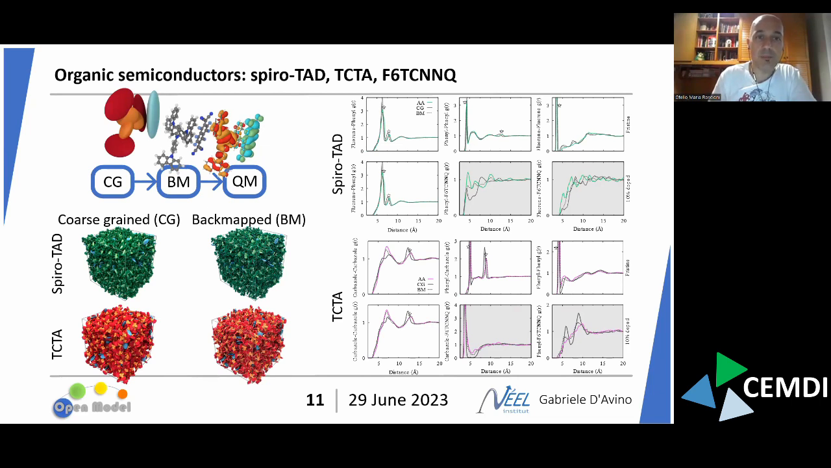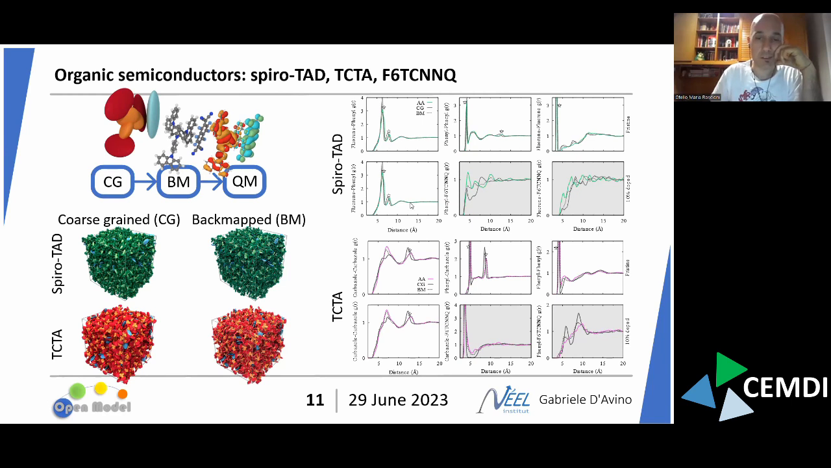perform truly multi-scale simulations, where we started creating samples at the coarse grain level, then we back map them to the atomistic level, and finally perform quantum mechanical calculations on the back mapped structures. And we compared those quantum mechanical calculations with reference calculations that were done directly with the atomistic force field, just to see how good these coarse grain structures are when we run quantum mechanical calculations on top of that.